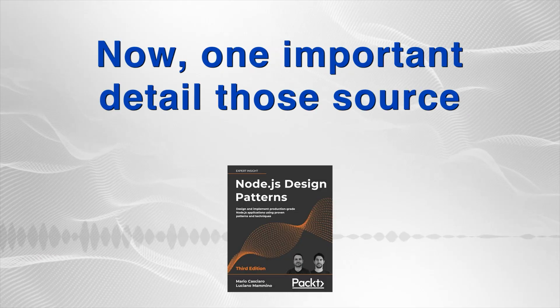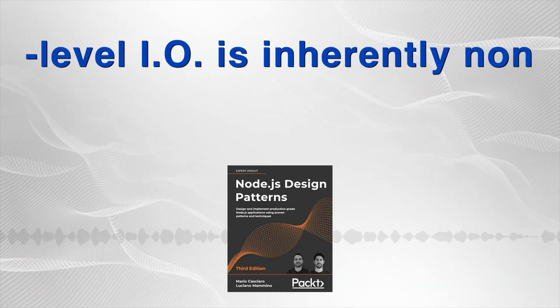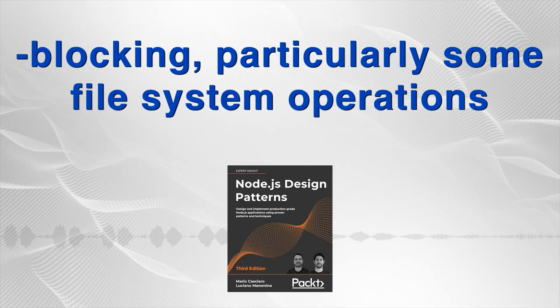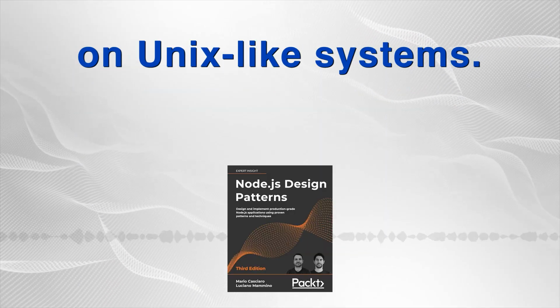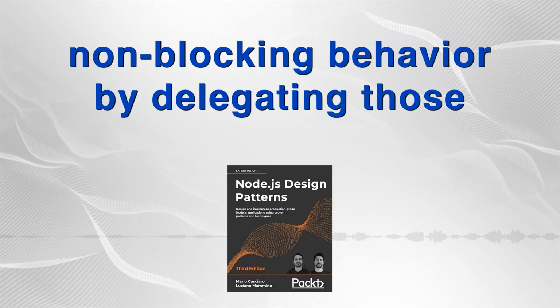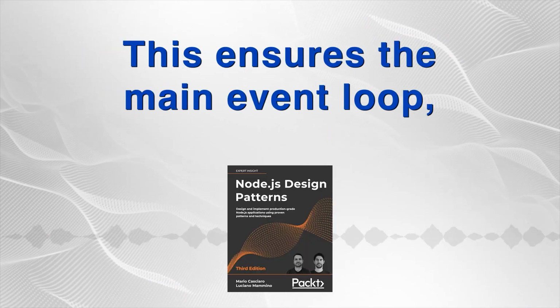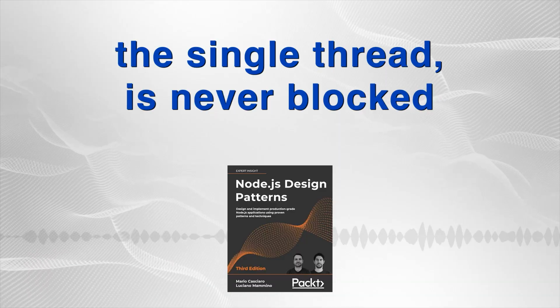Precisely. Now, one important detail the source highlights is that not all OS-level I/O is inherently non-blocking, particularly some file system operations on Unix-like systems. In those scenarios, libuv actually simulates non-blocking behavior by delegating those tasks to an internal thread pool. This ensures the main event loop, the single thread, is never blocked by those operations.